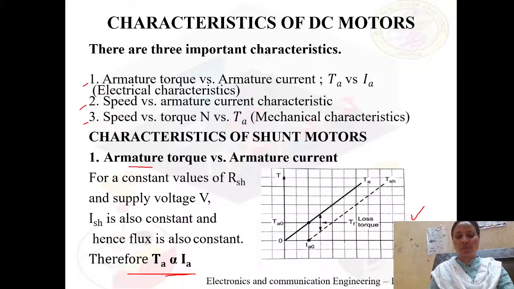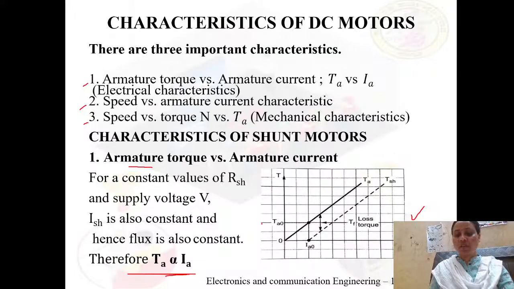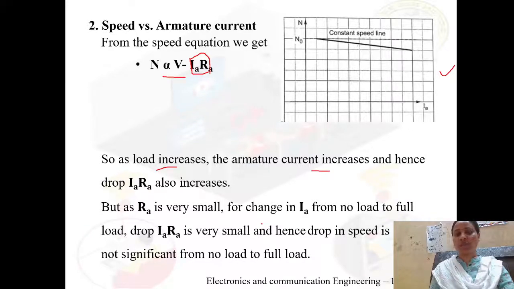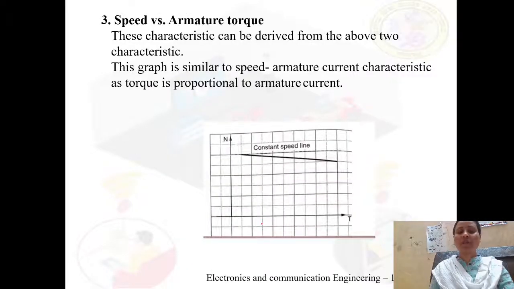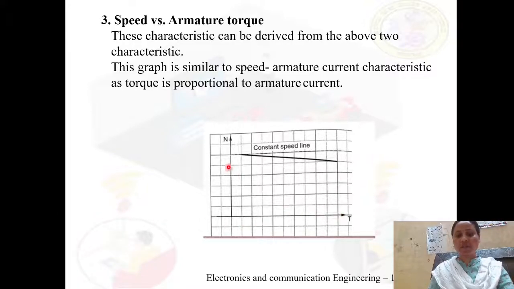Now looking into these two curves, armature torque versus armature current and speed versus armature current, what we can observe from these two graphs is, as we increase the armature current, the torque is increasing but the speed is reducing. So by combining these two behaviors, we can draw the third characteristic, speed versus armature torque. As torque increases, the speed reduces. Okay, so as torque increases, the speed is reducing. So this is the characteristic for the shunt motor.